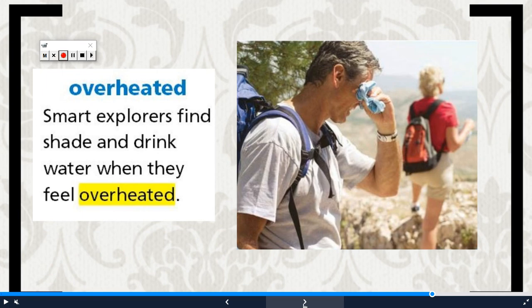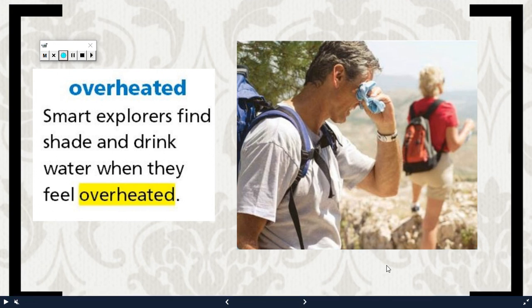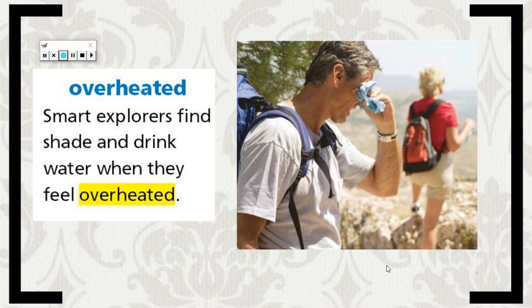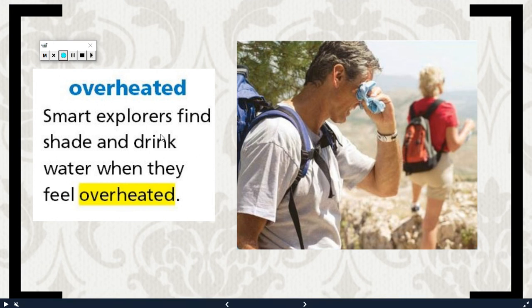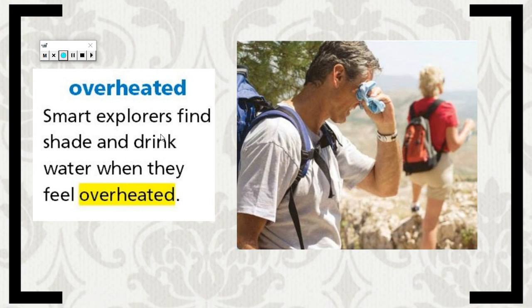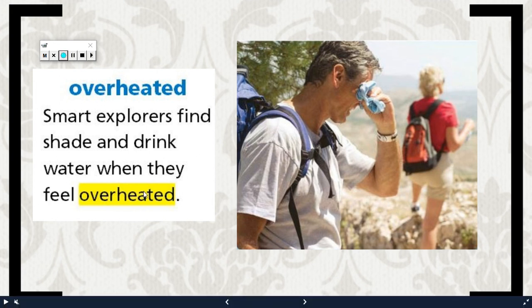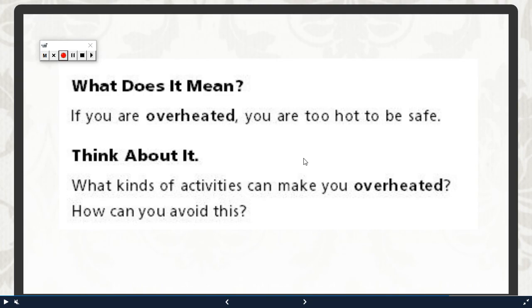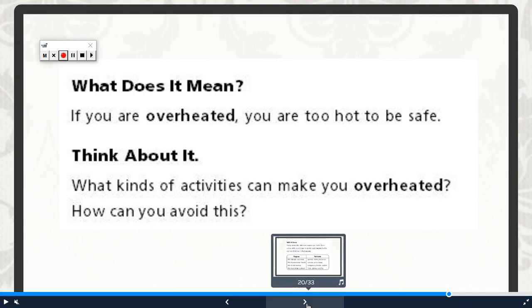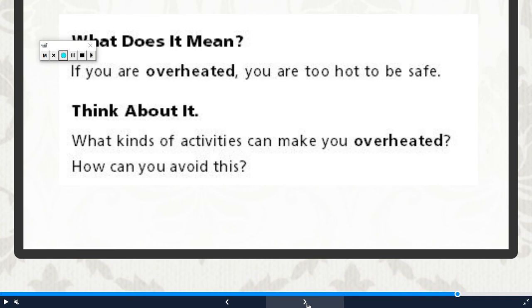Overheated. Overheated, that means it is very hot. It's too hot to be safe for you. Smart explorers find shade and drink water when they feel overheated. Of course, they have to, or they will hurt themselves. Overheated, you mean you are too hot to be safe, and you have to avoid this, of course.